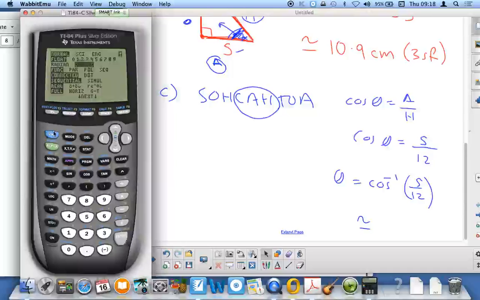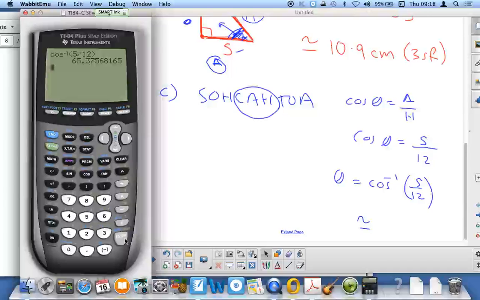I want to do inverse cosine, 5 divided by 12. In this case, I don't need to close the brackets, but I tend to just do it out of habit anyway. So it actually looks the way that I've got it written in my working there. You can see the way it looks in your calculator.